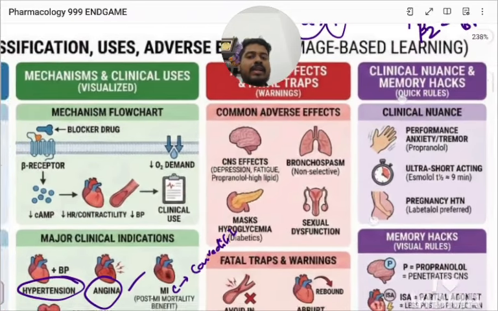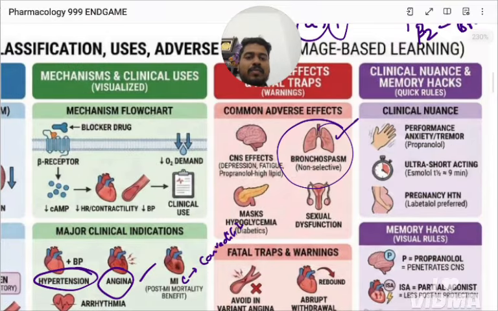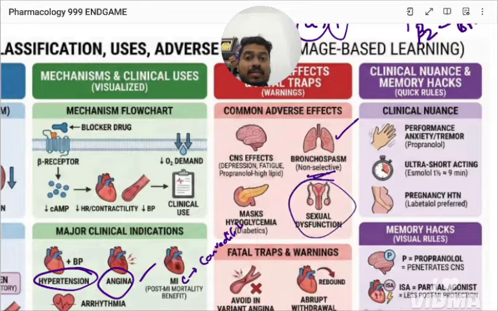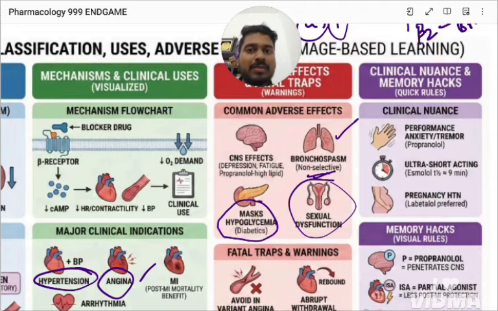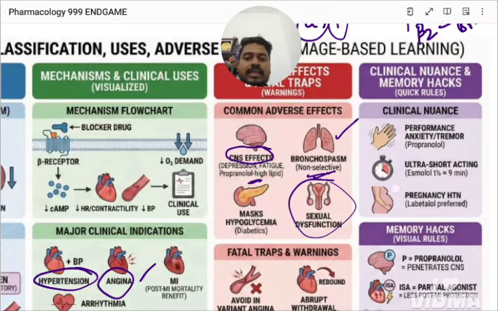Okay, now what are the adverse effects? I told you one is bronchospasm. It is more in case of non-selective beta blockers, and this is a very repeated question. Second is it can cause sexual dysfunction, erectile dysfunction. Third is it will mask hypoglycemia. Now what happens is whenever there is hypoglycemia, our sympathetic system kicks in and it will try to manifest some symptoms like sweating, then there will be anxiety, there will be panic, there will be tachycardia. Now all these symptoms are masked by what? It is masked by beta blockers because they block sympathetic nervous symptoms. Okay, and propranolol can also cause CNS effects such as depression and fatigue.